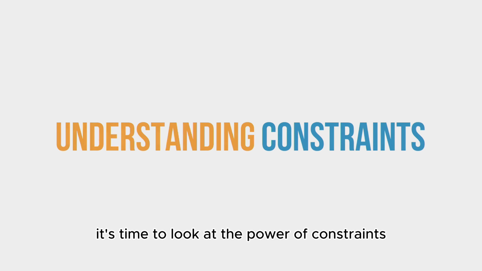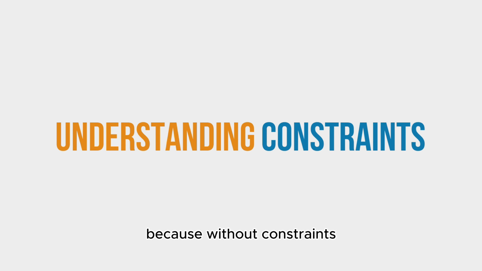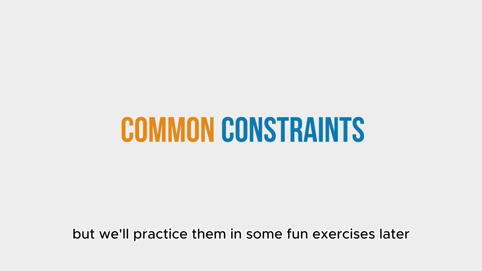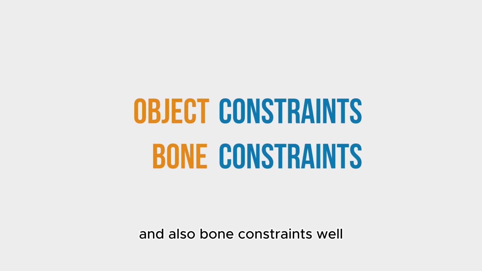It's time to look at the power of constraints, because without constraints, rigging would be nigh on impossible. In this lesson, I'll go over some of the common constraints that we'll use, but we'll practice them in some fun exercises later. Now, when it comes to constraints, you can actually have object constraints and also bone constraints. Well, that is if the object is an armature, of course.